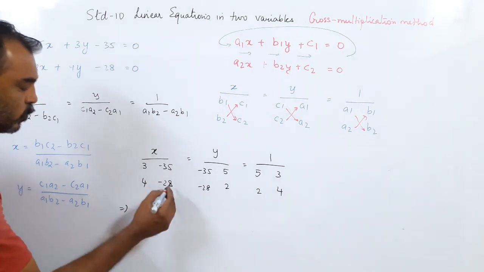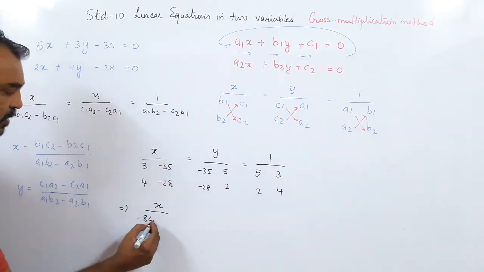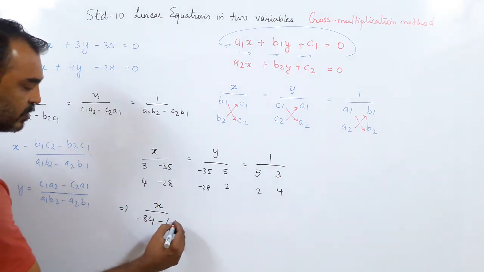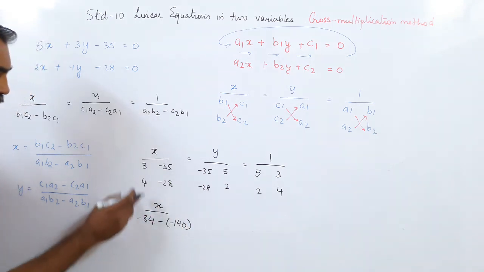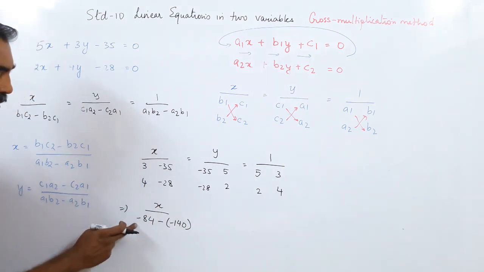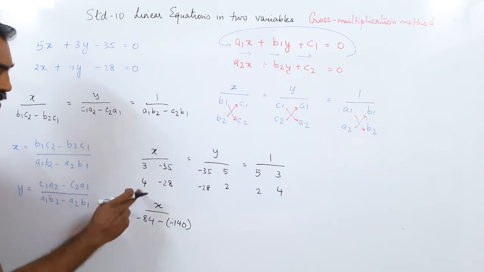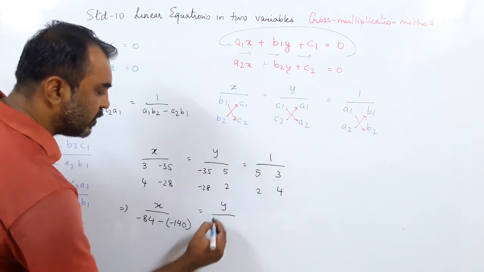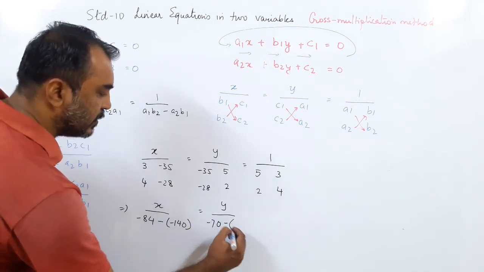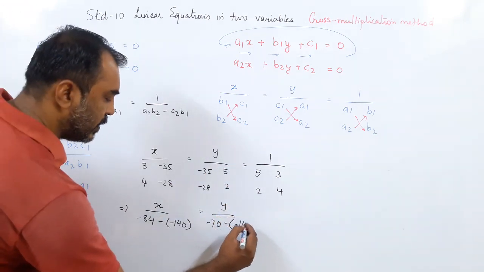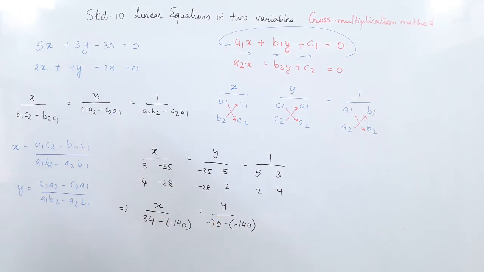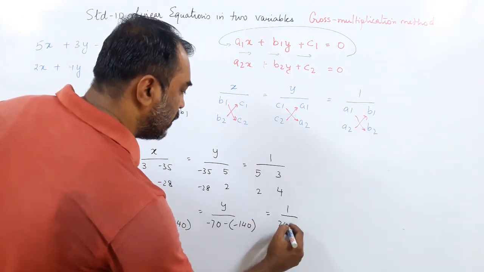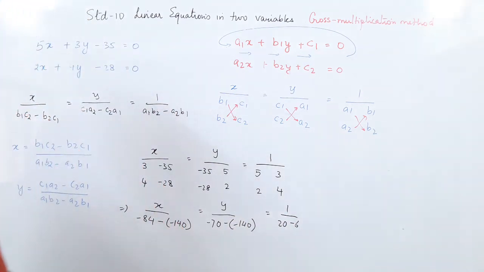X upon: 28 3s are minus 84, minus 35 4s are minus 140. Remember, don't forget the sign. 3 into minus 28 is minus 84, minus 4 into minus 35 is minus 140, equal to y upon minus 35 into 2 is minus 70, minus 28 5s are again minus 140. Okay, equal to 1 upon 5 4s are 20 minus 6.